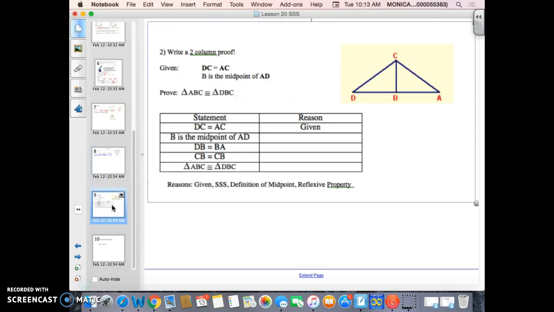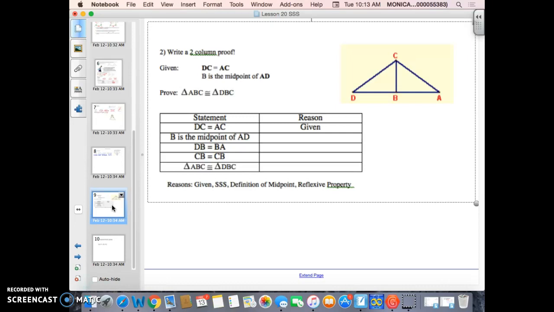Okay, let's look at another situation here. This one we're going to do a two-column proof. Again, it's your choice. On a test, you'll be forced to do one or the other, so that's why I've chosen to show you both. Now this has some interesting information.